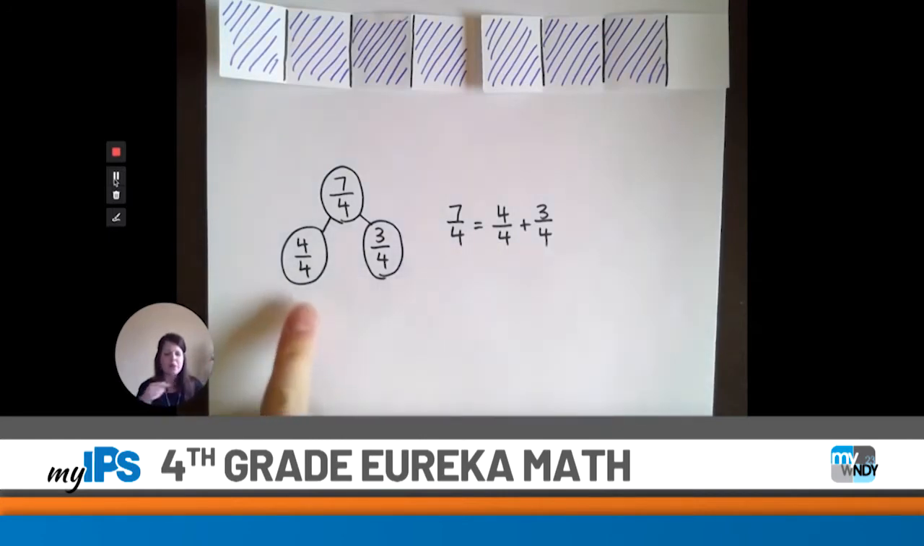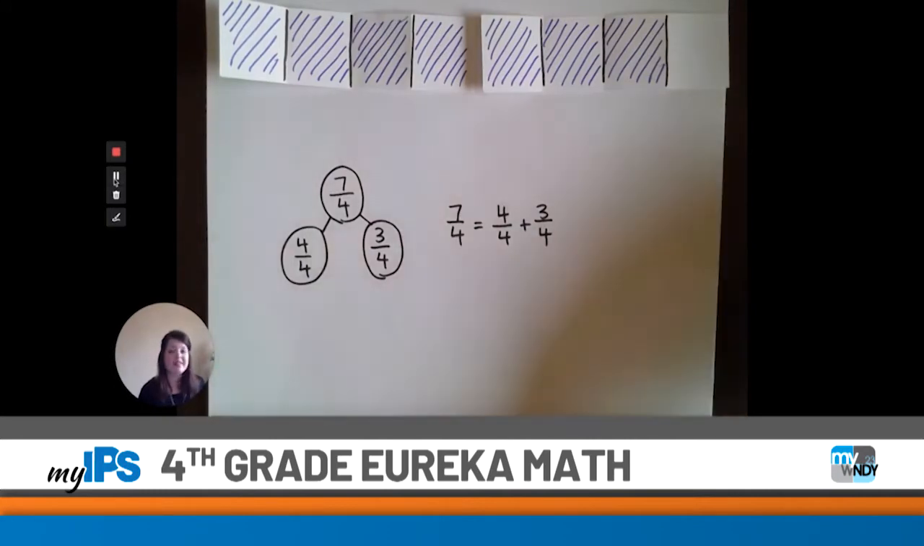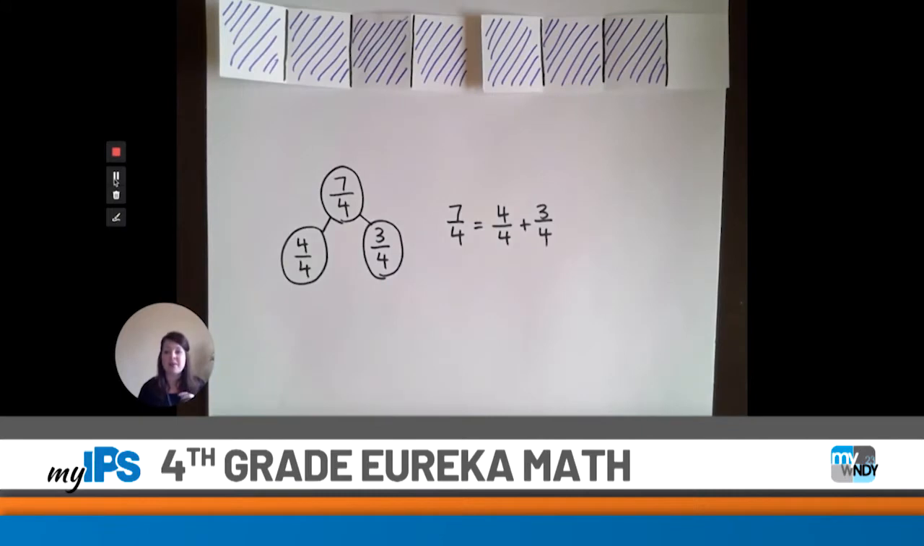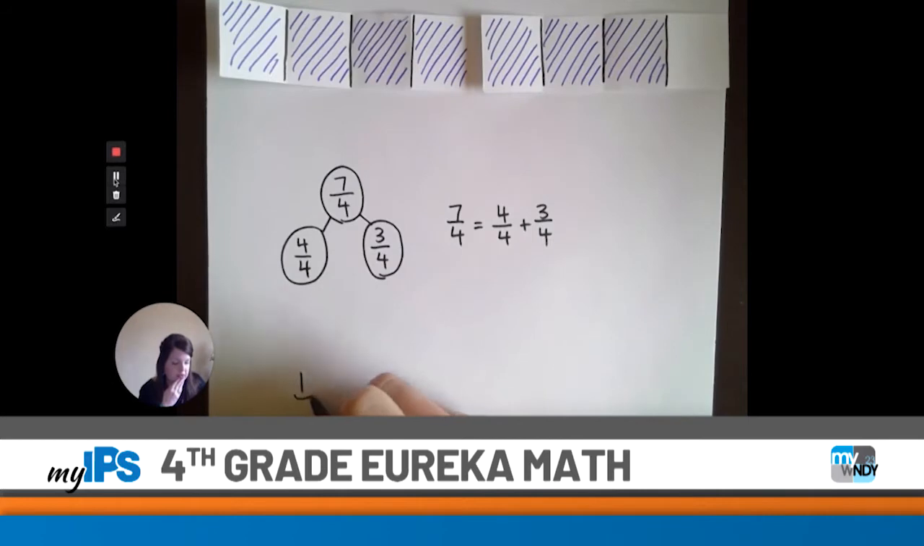Now, how can 4/4 be renamed? Think. Say. 4/4 can be renamed as 1. Let's draw another number bond, this time renaming 4/4 as 1. Well, I know I can easily just replace that part here with 1. So I know the parts will be 1 and 3/4.